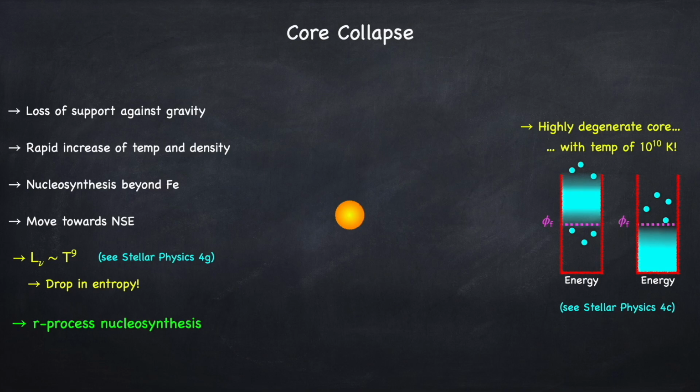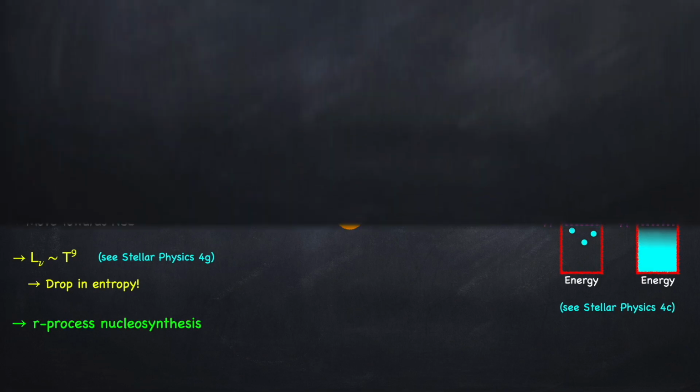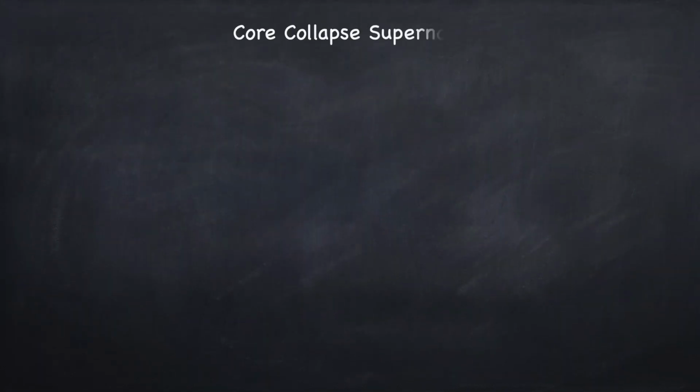Alright, so that's the basic plot of a core collapse supernova. But the devil is in the details, and this is where things get a little bit dicey. We don't really understand how the supernova goes off exactly. So let's take a look at the core collapse supernova in greater detail.